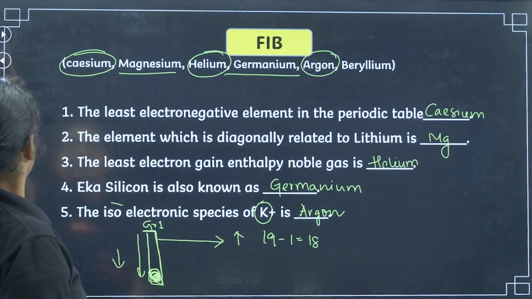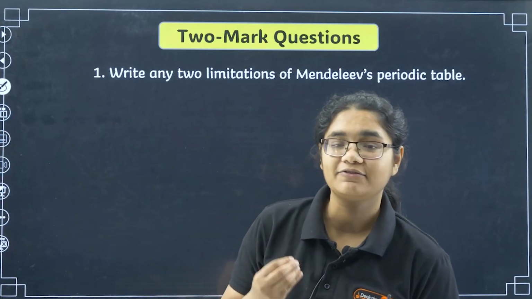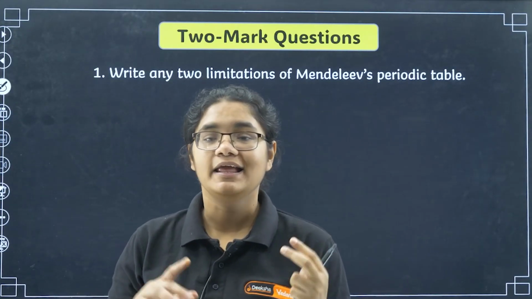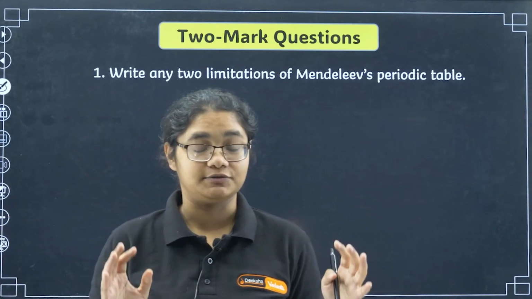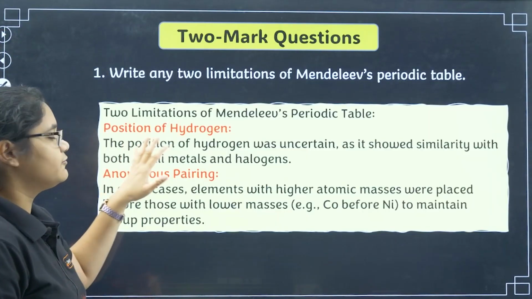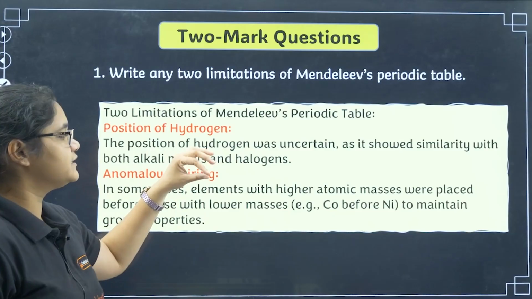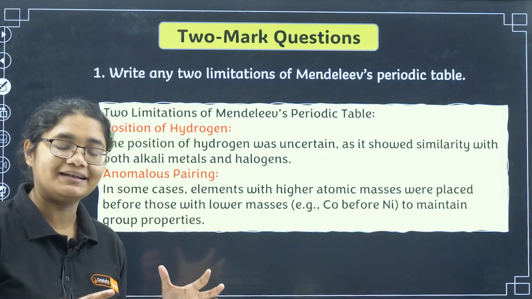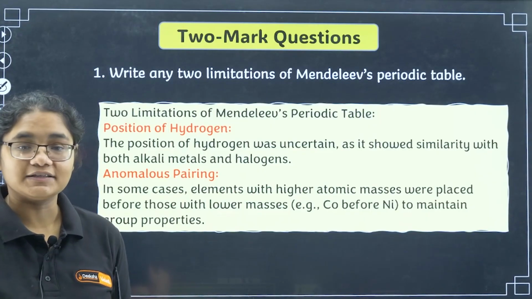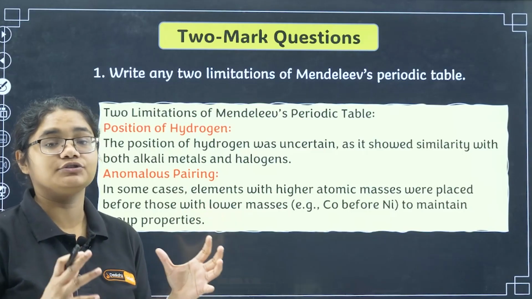Next, we have 2 mark questions. Write any 2 limitations of Mendeleev's periodic table. I have told you the advantages and limitations of both the modern periodic table and Mendeleev's periodic table, and you should remember both. So what are the limitations of Mendeleev's periodic table? The first is the anomalous position of hydrogen. Since hydrogen has properties of both metals and non-metals, like group 1 metals it has a valency of +1, but it also has properties of non-metals, so its position cannot be fixed.